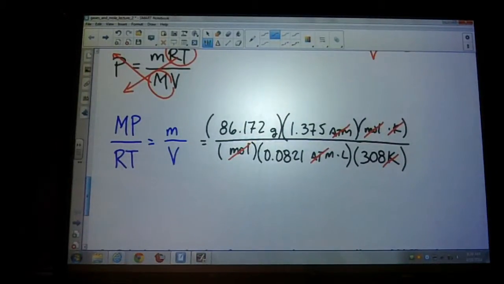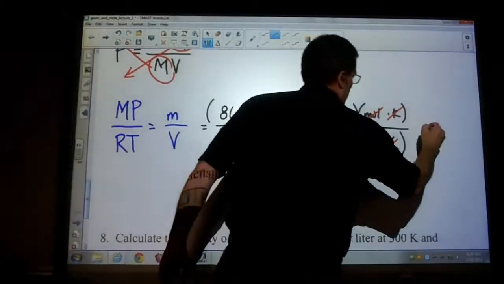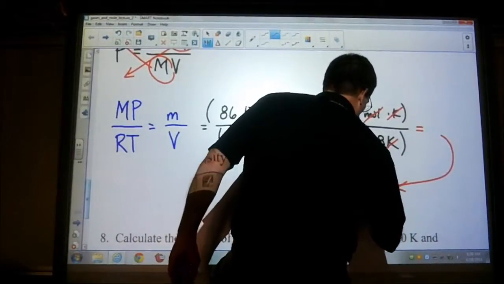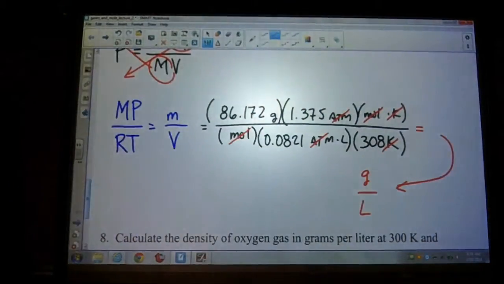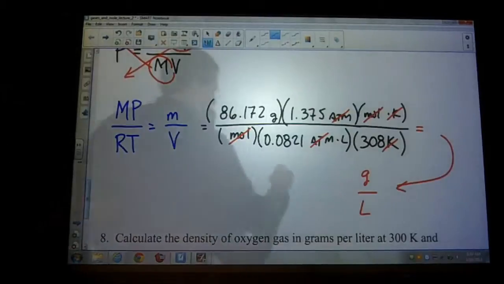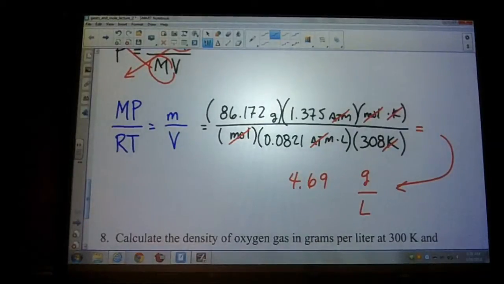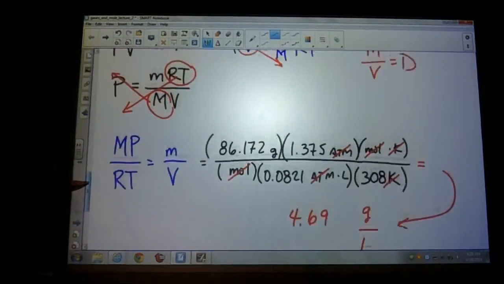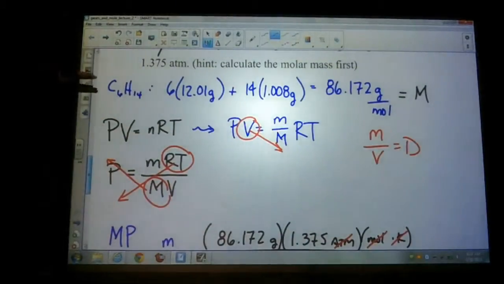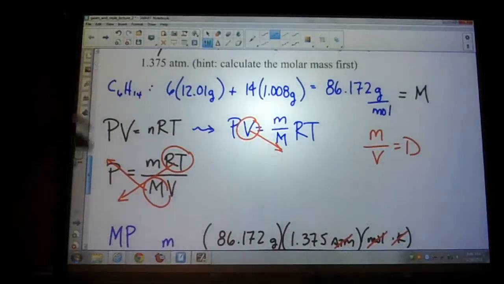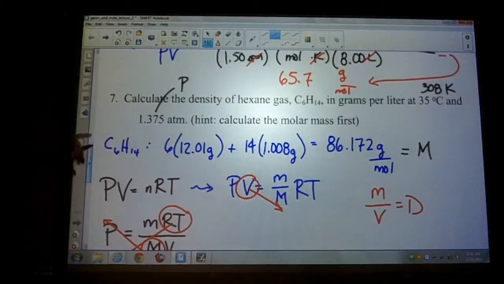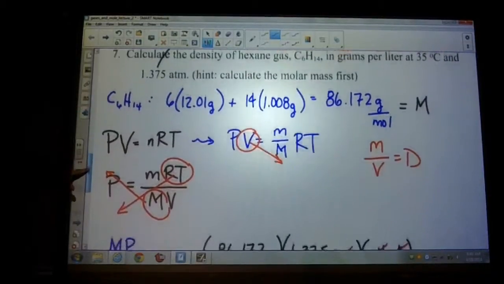So we have a mass over a volume. Hey, the units are telling us we're doing this right, which is good. So we have grams over liter. And I'll admit, we haven't seen that unit before, but again, it's a mass over volume type unit. And then whatever the numbers give us, 4.69. And that's grams per liter. Okay. So not too bad. So as a hint, make sure that you find your molar mass, because really that variable wasn't given to you in this problem. So we need to find the molar mass if you're looking for a density.